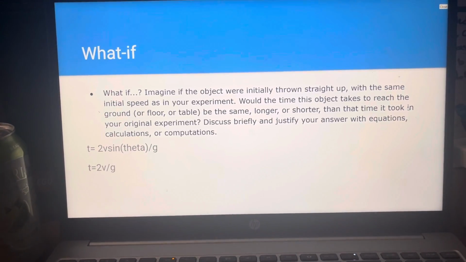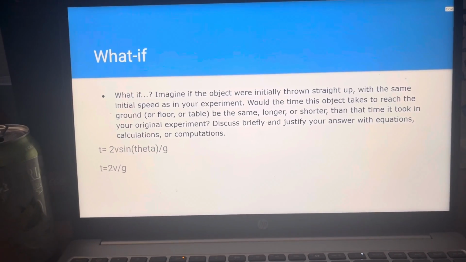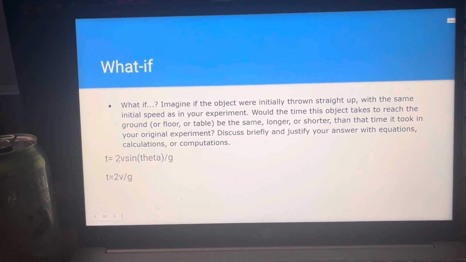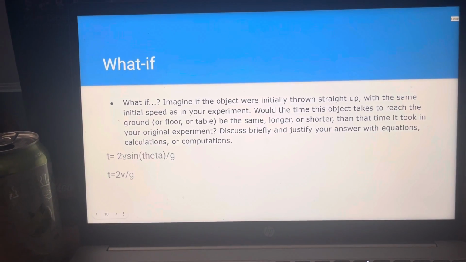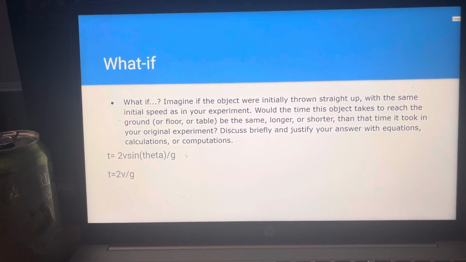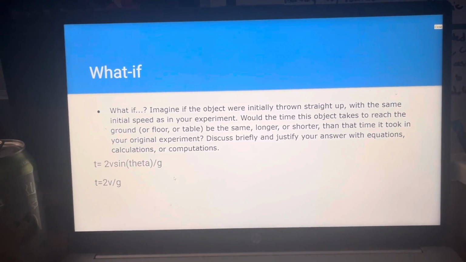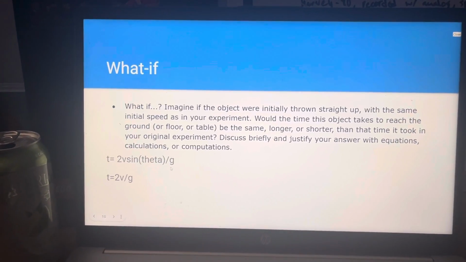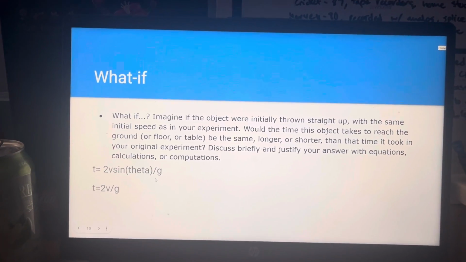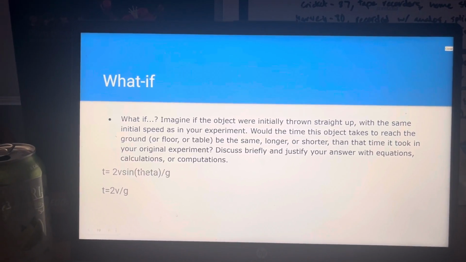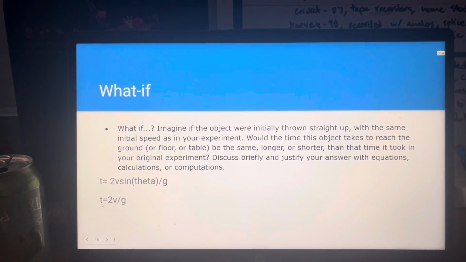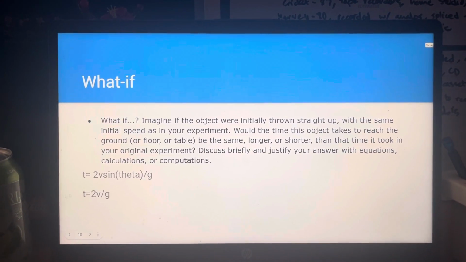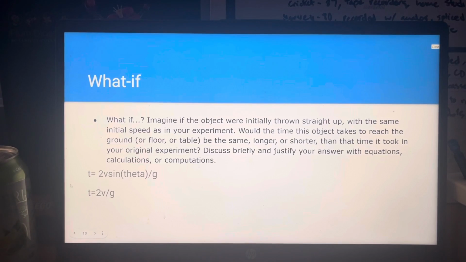Another one: if we threw an object straight up, would it take a longer or shorter time? Here I have the two equations that show us time. One is 2 times the initial velocity times sine theta over gravity. That's going to show us if we threw it at an angle, which is what I did. And then we have 2v over g, which is if you threw it straight up. We know that sine theta is always going to be between 0 and 1, so this numerator is going to be less than this numerator, and therefore this time is going to be less than this time, meaning that throwing it straight up is actually going to have a longer amount of time in the air than throwing it at an angle.